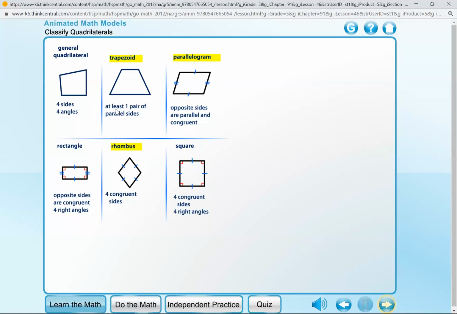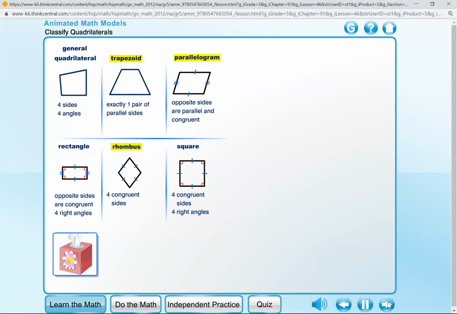Okay. We're still there. We've still got at least one pair of parallel sides, right? There it is. Picture to see how the faces of the box show 2 types of quadrilaterals. Look, that's where it is. It took us both looking. Exactly one pair? No, it's at least one pair.